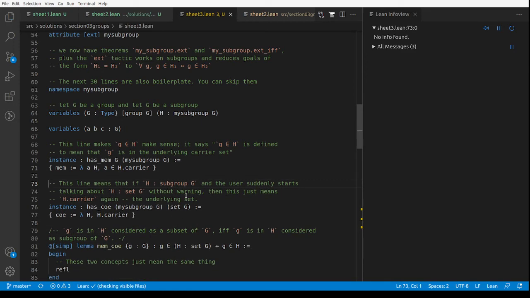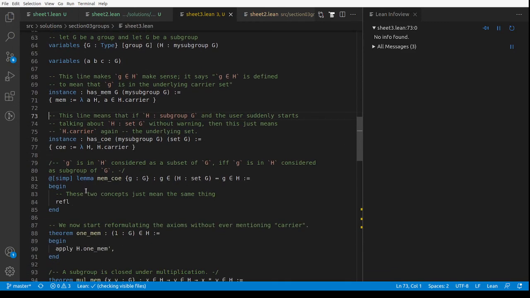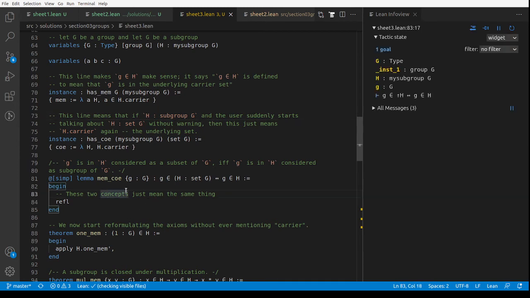If you weren't remotely interested in that, apologies. Oh, so there's more. Sorry, there's still more boilerplate. This lemma says that if H is a subgroup of G, then G is an element of the underlying subset of the subgroup if and only if G is an element of the subgroup. And this is true by definition, because G is in H is defined to mean G is in the underlying subset. So the proof of this is REFL.